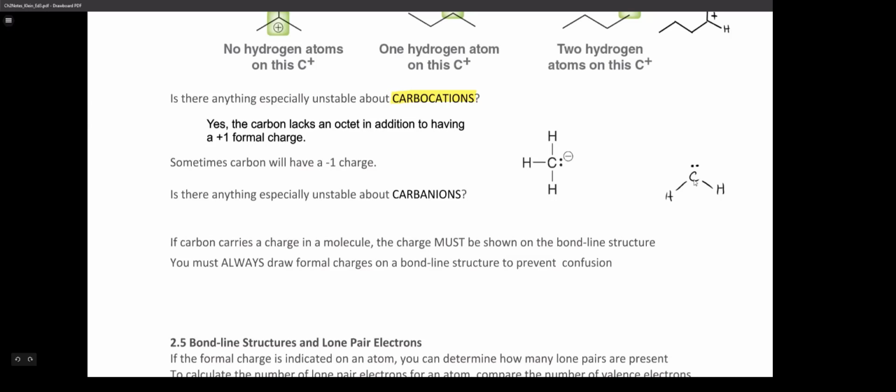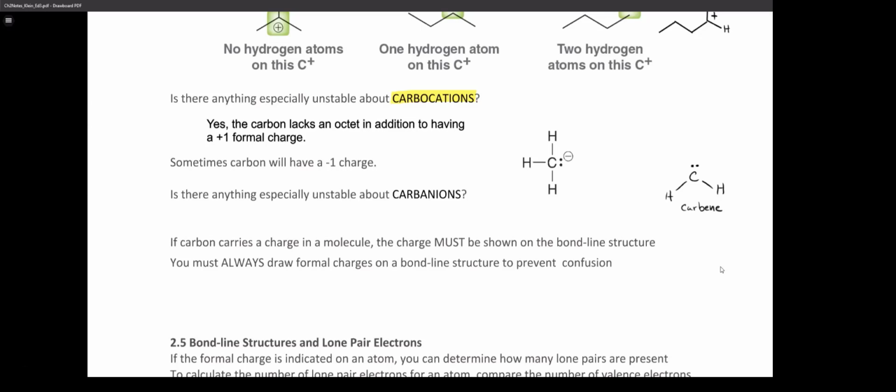Let's be very careful. Carbon is making 4 bonds, so minus 2 electrons, minus 2 bonds. It is 0 charge, right? 0 charge. But it is outrageously unstable because it has no octet. It doesn't have an octet. These are called carbenes. It is a carbene.